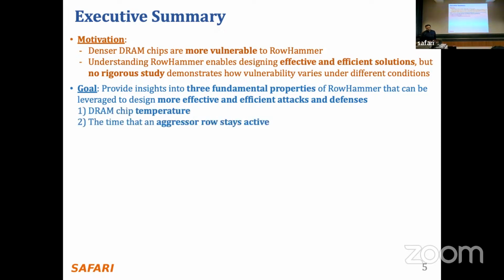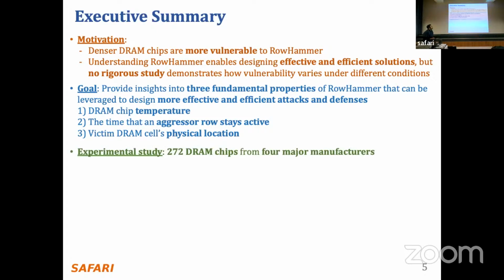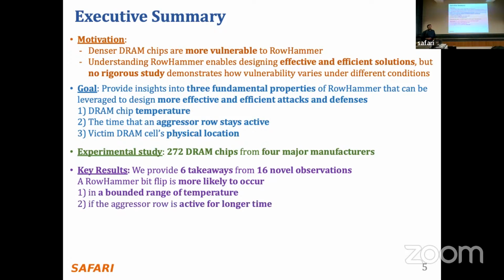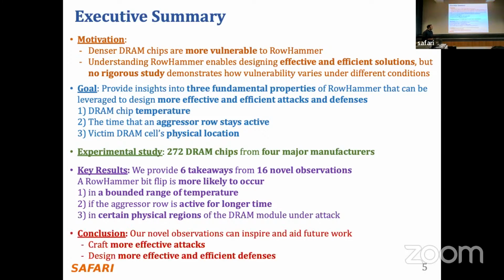The first one is DRAM chip temperature. The second one is the time that an aggressor row stays active during the attack. And the third one is the victim DRAM cell's physical location. To do this investigation, we present the first experimental study that uses 270 DRAM chips from 4 major manufacturers, and we provide several key takeaways and novel observations. To summarize all of them, a RowHammer bit flip is more likely to occur in a bounded range of temperature, if the aggressor row is active for a longer time, and in certain physical regions of the DRAM module. We conclude that our novel observations can inspire and aid future work to craft more effective attacks and design more effective and efficient defenses.